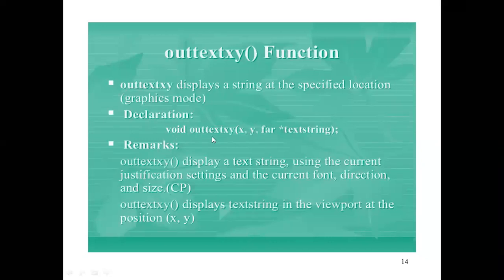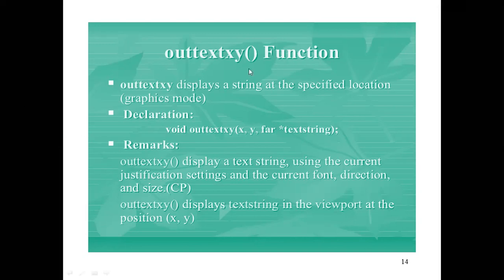Now you can see void outtextxy(x, y). This will show the location from which you will start to display the string. Then again you will use the same function here, the pointer value. It will give you the location, and from this location you are going to draw the string. So with the help of this outtextxy, you will start from the current location to the final location, along with the direction.